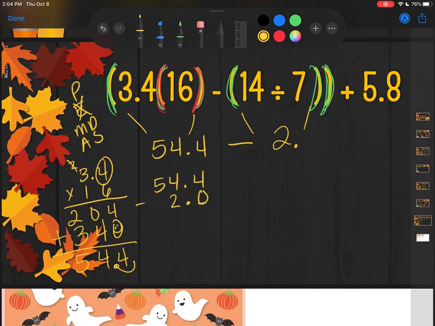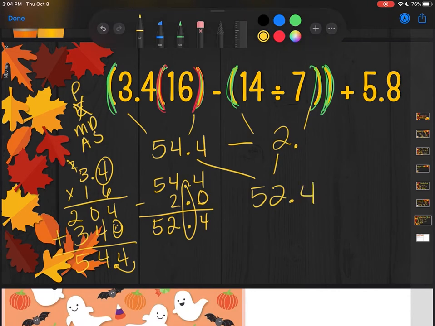54.4 minus 2 point. I've got nothing there, so that's going to be a 0. Well, 4 minus 0 is 4. My decimals are lined up. 4 minus 2 is 2. 5 by itself is 5. So this would end up being 52.4. But I can't forget about my plus 5.8.